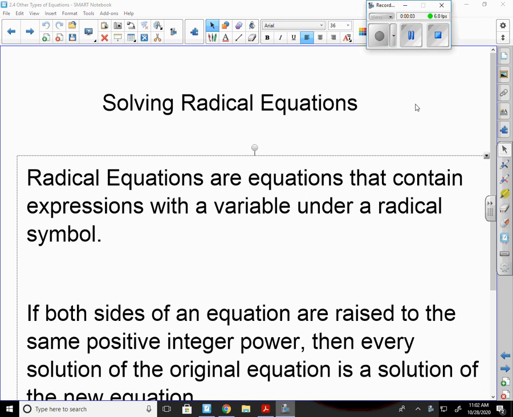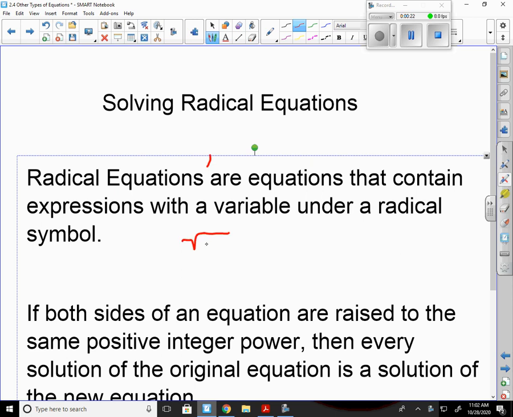All right, today we're moving on to solving radical equations. Radical equations are equations that contain expressions with a variable under a radical symbol. Now, you've seen a radical symbol, you've just probably never heard it called that. A radical symbol is just a symbol like this.